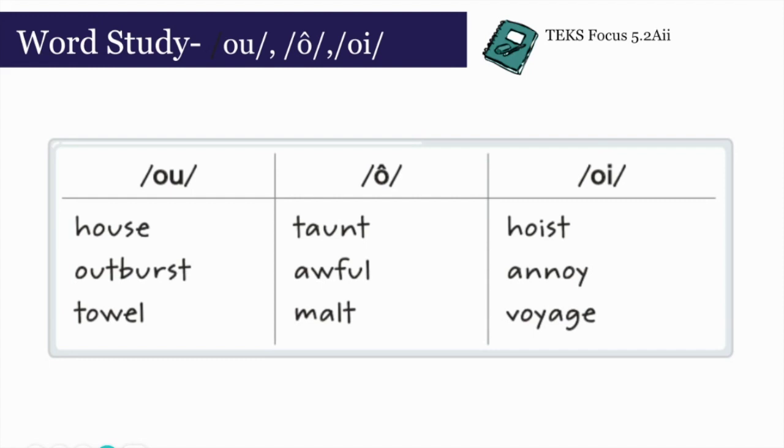Some examples include the word house, outburst, and towel. As you write these examples in your notebook, I want you to underline the letters that create that ow sound.